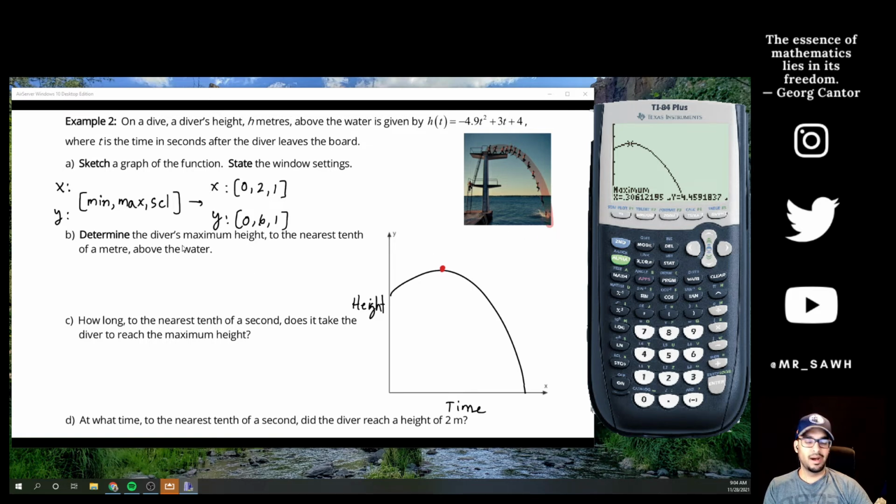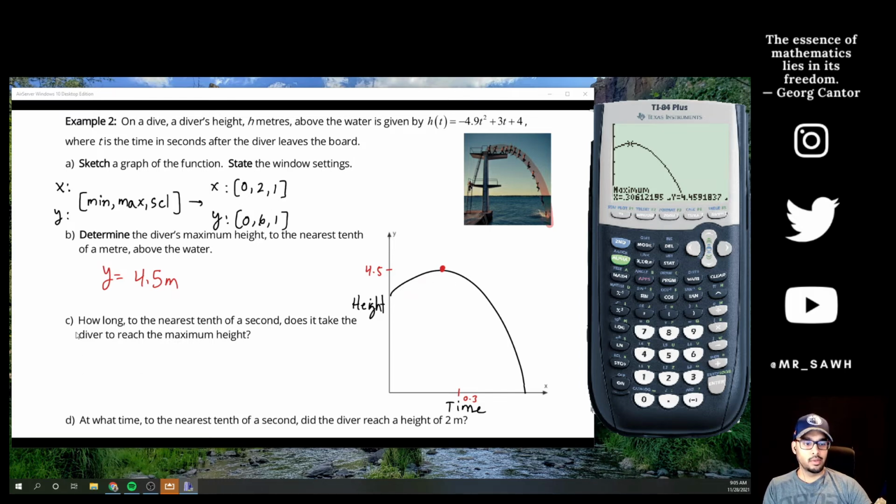Now their maximum height isn't x, but their maximum height is y. So the height y is equal to, I think it says the nearest tenth, 4.5 meters. So I know that this coordinate is about 4.5, and then in terms of x, this is 0.3. Okay, so I have some numbers that I can add to my sketch just to give us an idea.